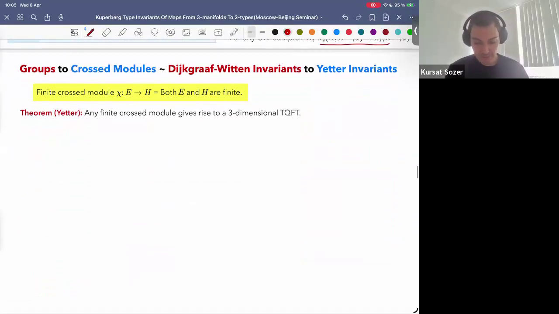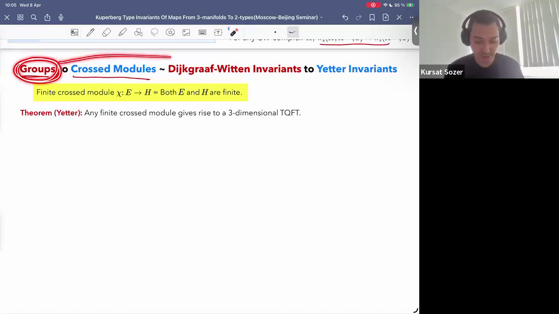So now I want to draw attention to the work. We go from groups to crossed modules. It's like going from 1-types to 2-types in topology. And remember, for groups, we associated Dijkgraaf-Witten numerical invariants, right? For finite groups, Dijkgraaf-Witten. So one may ask, is there a similar thing in the 2-type world? And Yetter asked this question and he answered it.